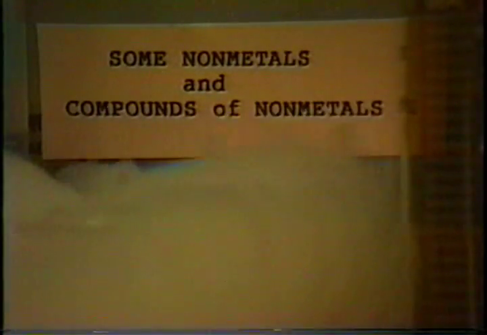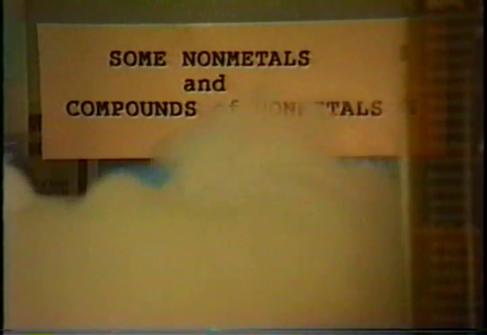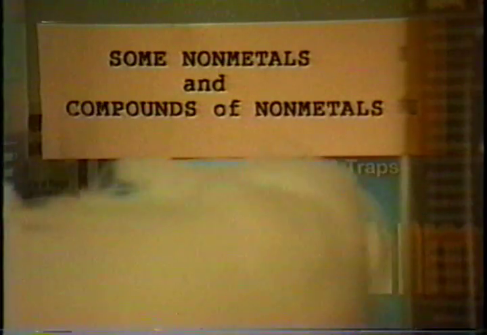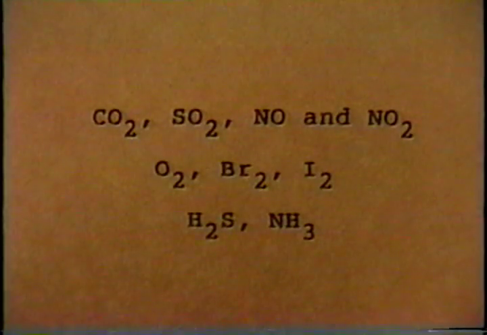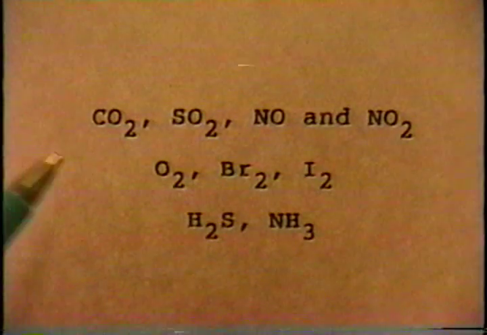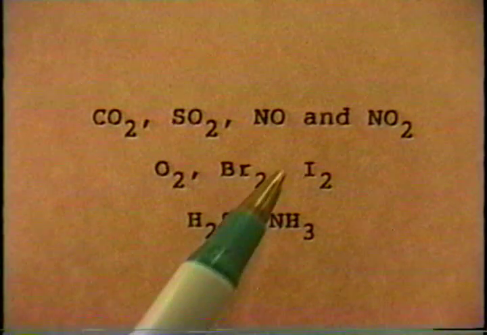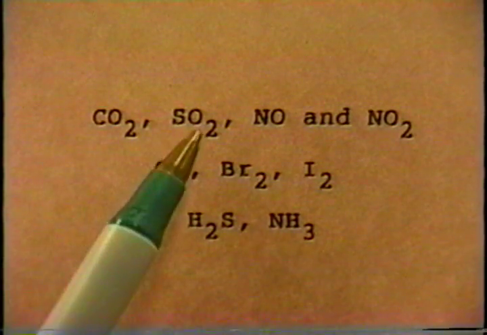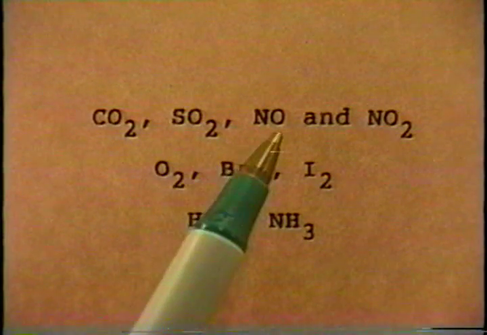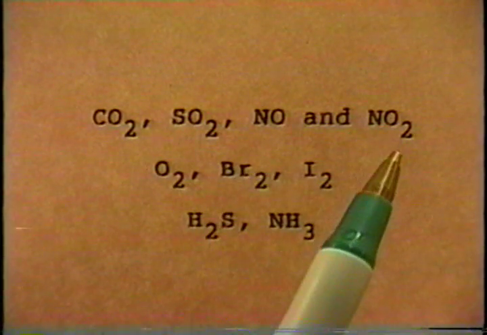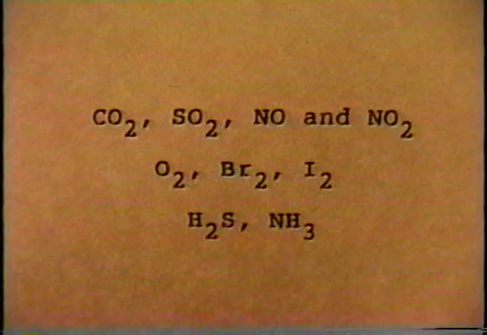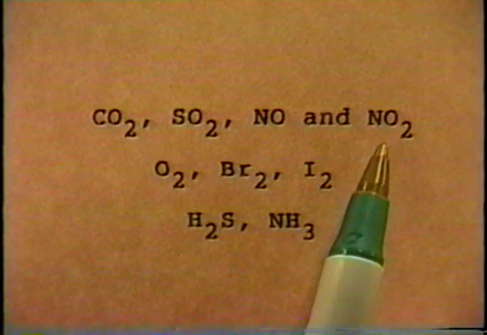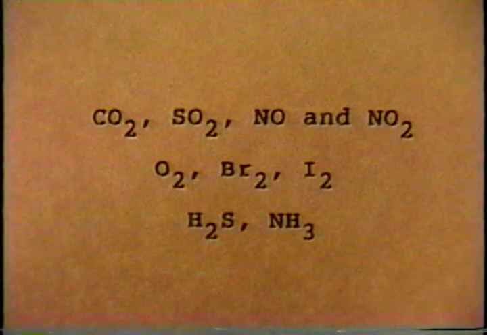In today's experiment, you'll learn how to generate and identify some well-known non-metallic elements and compounds. The compounds you'll be generating include oxides of carbon, sulfur, and nitrogen. In particular, generating carbon dioxide, sulfur dioxide, and a mixture of nitric oxide and nitrogen dioxide. All of these are colorless gases except for nitrogen dioxide, which is a brown gas.